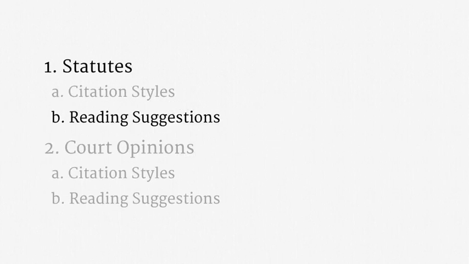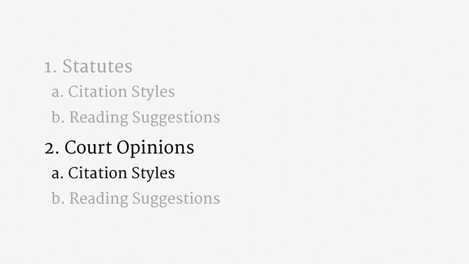Okay, that's it for statutes. Now, on to court opinions. When a court reaches a decision on a set of important issues, it will often produce a written opinion. These documents can be quite lengthy and intricate, and they often play a key role in subsequent judicial opinions and policymaking. Let's take a look at how court opinions might be cited.